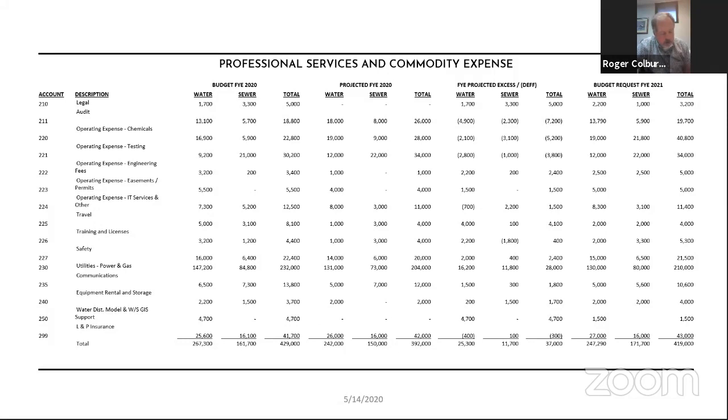Then we jump down to distribution model and GIS support, and I just put that at $1,500, kind of a minimal amount in case we need somebody to help us load some data into our GIS. This year, we've not incurred any expense for that. I would tell you back under communications, I think that's where we also pay for our work order management software and our GIS system. Then we get down to the property and liability insurance.